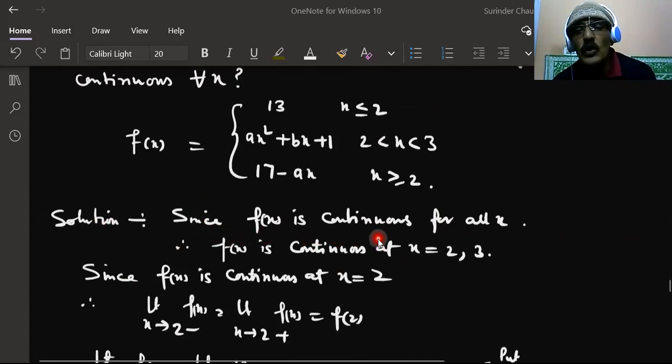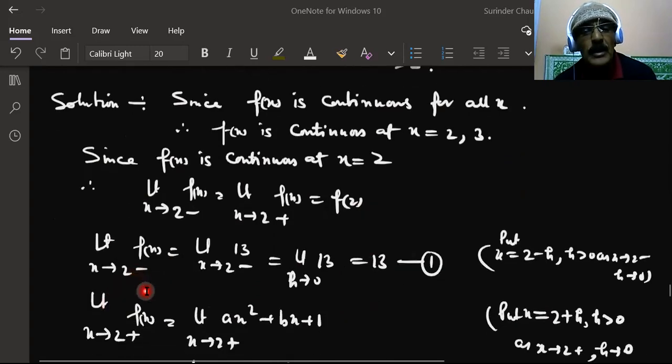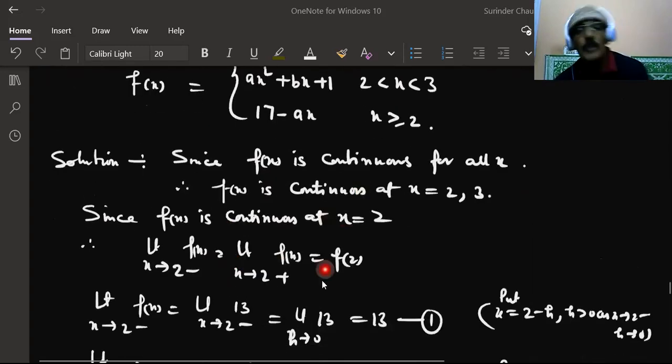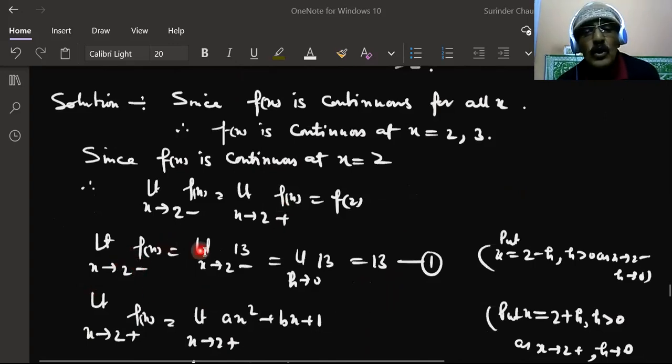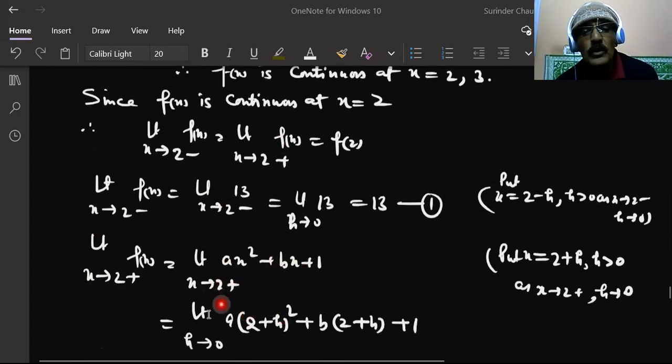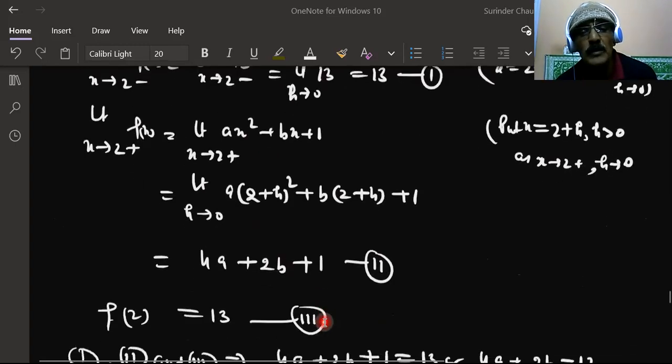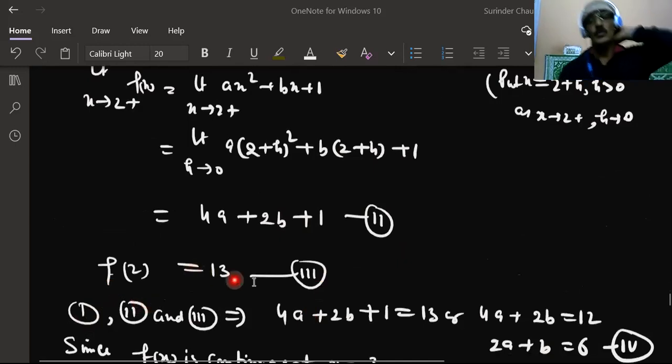Solution. Since f(x) is continuous for all x, the function is continuous at 2 and 3. Since f(x) is continuous at 2, the left limit at 2 and the right limit at 2 must be equal to the value of the function at 2. Similarly, at 3, the left limit is equal to the right limit, which is equal to the value of the function at 3. So the left limit at 2 is equal to 13, and the right limit at 2 is 4a + 2b + 1. And f(2) is equal to 13. So we get the equation 4a + 2b + 1 = 13. That is one equation.